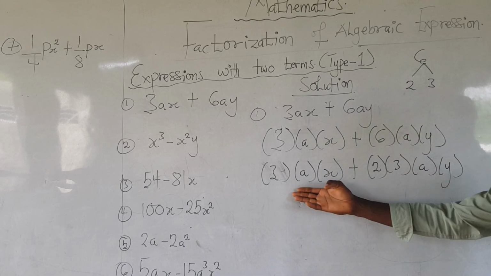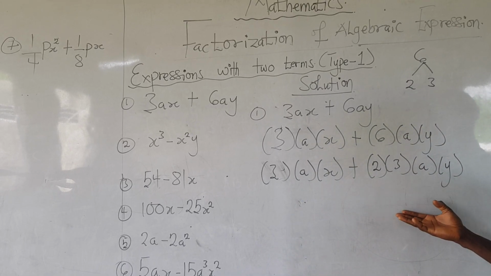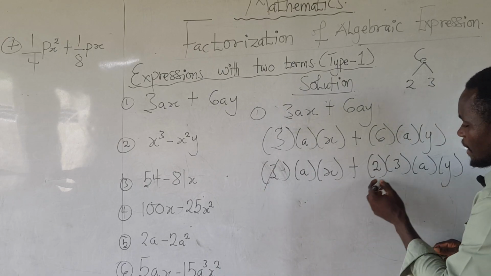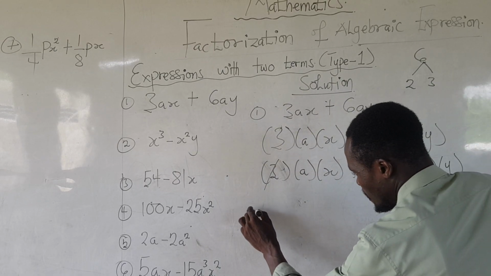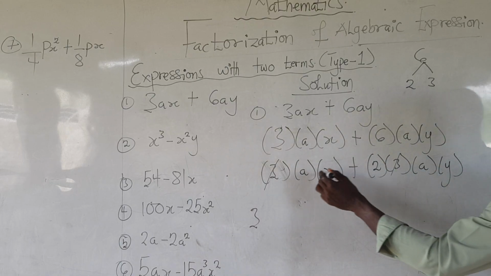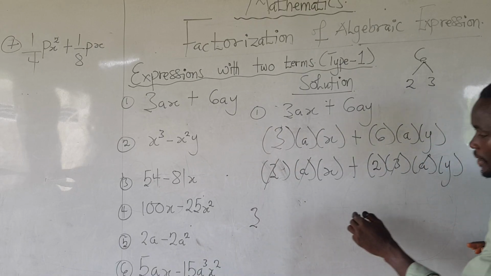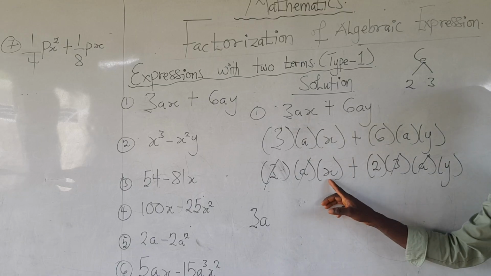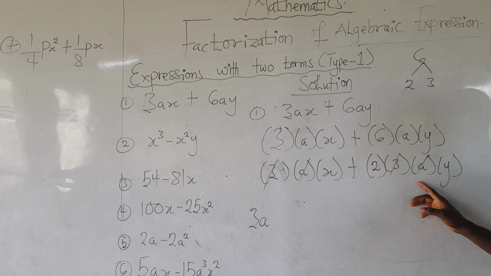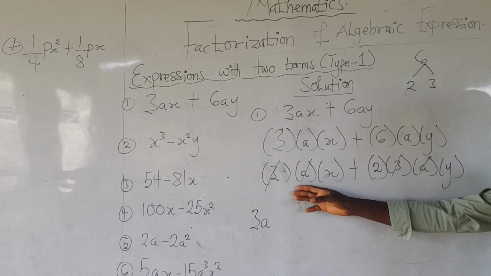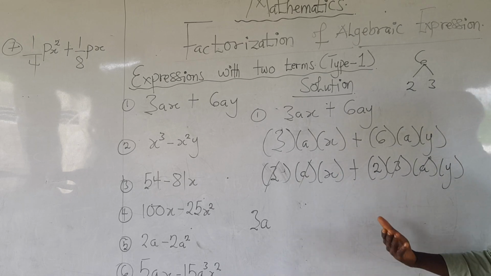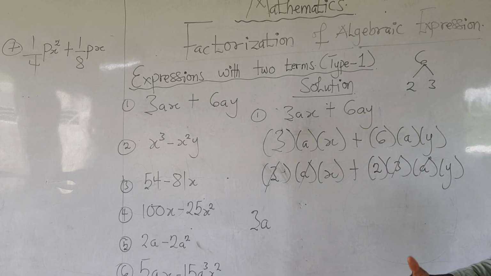Now, when we come here, we can easily identify the common terms. You can see that I have 3 here, so 3 comes out. I have a here, I have a there, so a2 comes out. Do we have any common member? There's x here, but we don't have any x there. There is 2 here, we don't have any 2 there. There's y here, we don't have y there. So it means that we are done identifying the common terms.